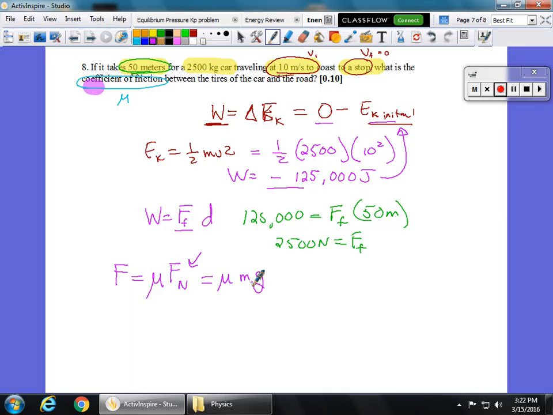So now we've got enough information that we can substitute. Our force of friction is 2,500 newtons, equal to the coefficient of friction, mu, times the mass, which is 2,500 kilograms, and g is 9.8. Now if we solve for mu, it's going to give you a value of 0.10 something, which we can just round to 0.10.